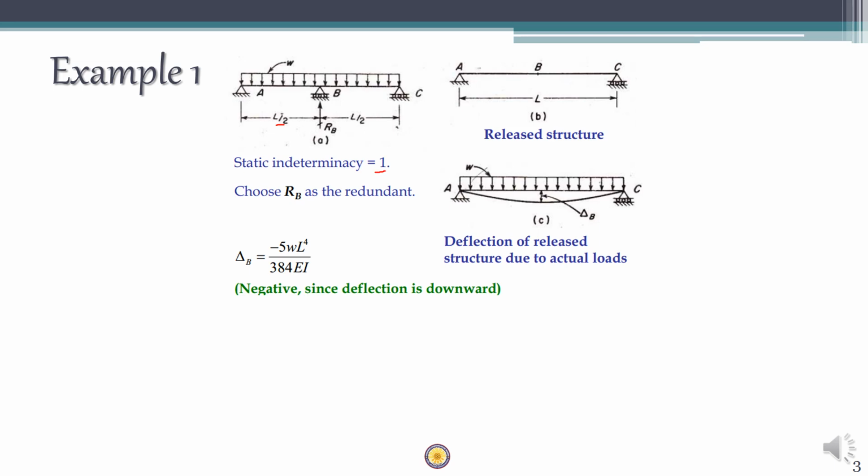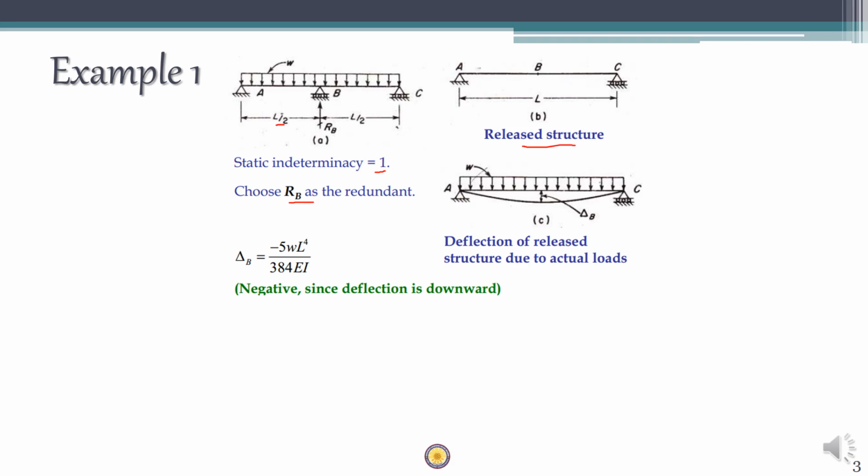So let's choose the reaction at support B as the redundant reaction. So RB is chosen as the redundant. So the next step to be taken in this method is we have to find out the released structure. So the released structure is nothing but, from the original structure, we have to remove the chosen redundants. So from the original structure, which was a continuous beam ABC, we remove the support B, which is the redundant. RB is redundant, so we remove the support B so that it becomes a determinate structure. So the released structure is always a determinate structure.